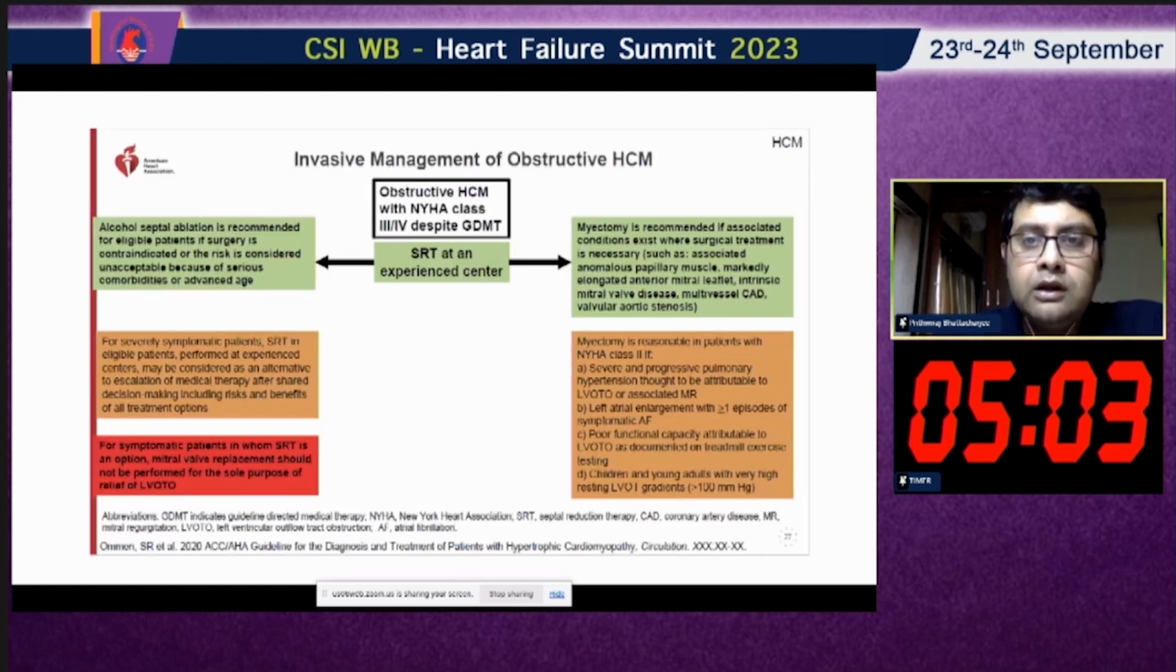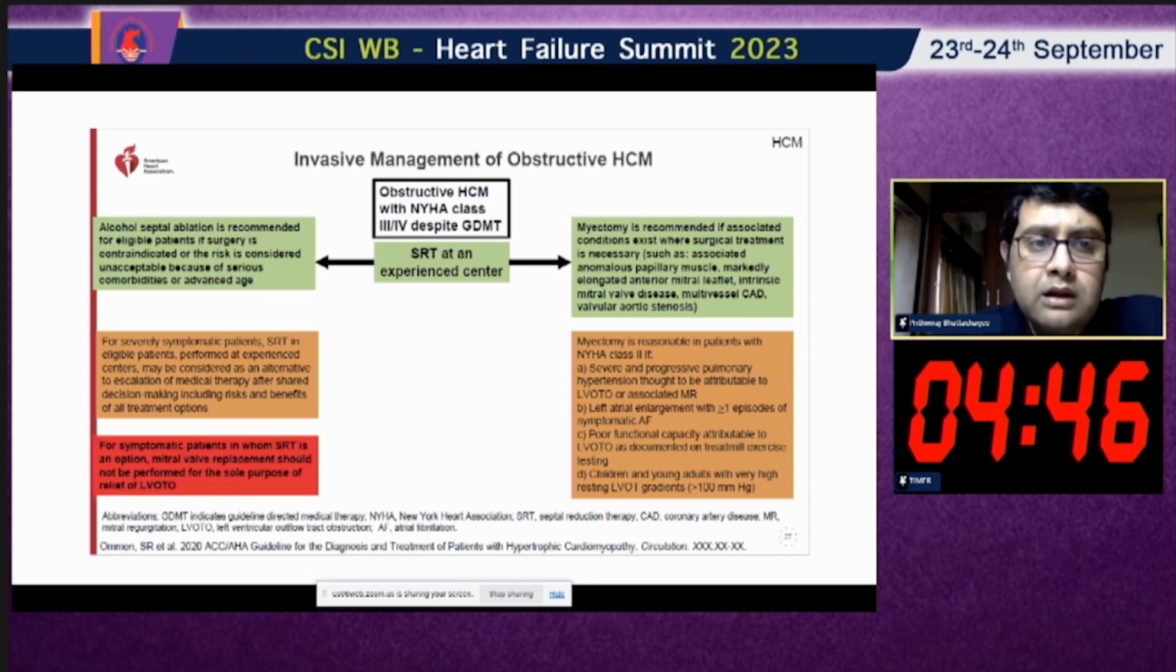Looking at the invasive management in obstructive patients with NYHA class 3, 4 symptoms despite GDMT, septal reduction therapy in an experienced center is the choice. The first choice is myectomy. It is recommended, especially where surgical treatment is necessary for associated conditions. And alcohol septal ablation is also recommended if surgery is contraindicated or the risk is unacceptable.